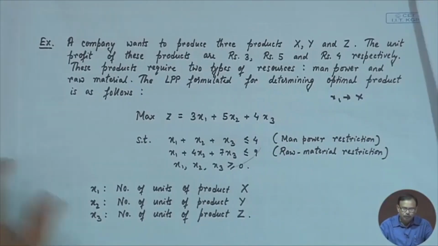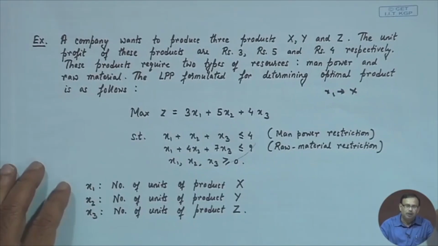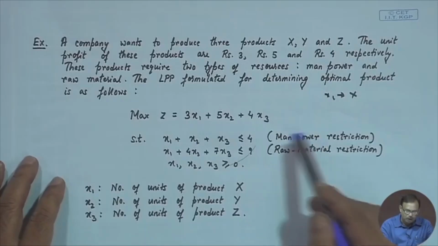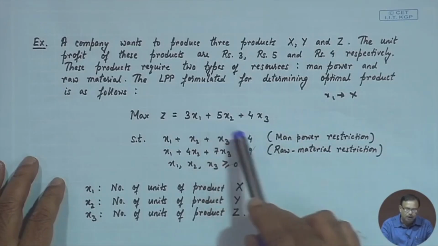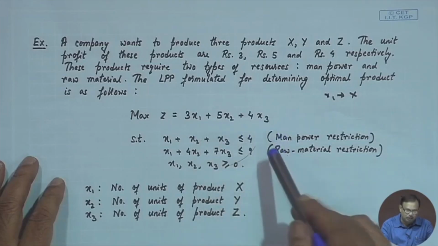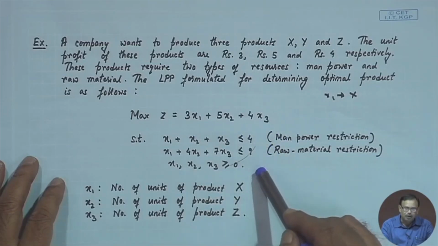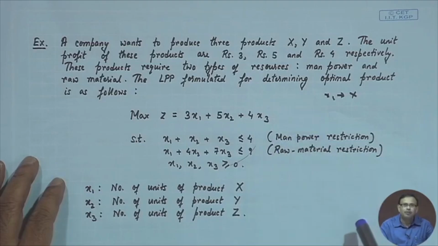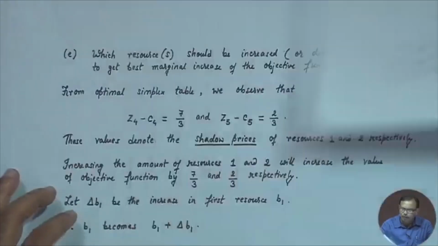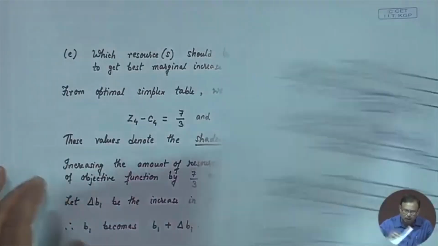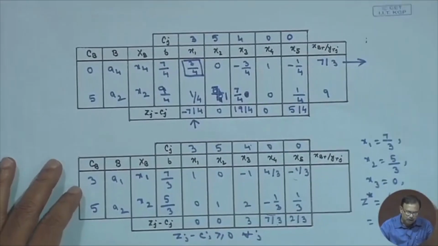Let us quickly recall. This was the original problem: maximize z equals 3x1 + 5x2 + 4x3 subject to these constraints. Basically, you are producing three types of products, capital X, capital Y and capital Z. Their unit prices are given as 3, 5 and 4. And for this particular problem, if you recall, your solution was this table.